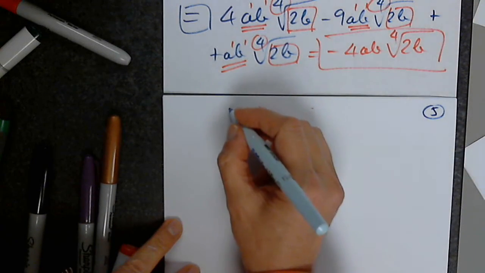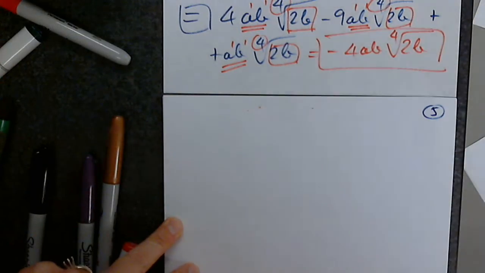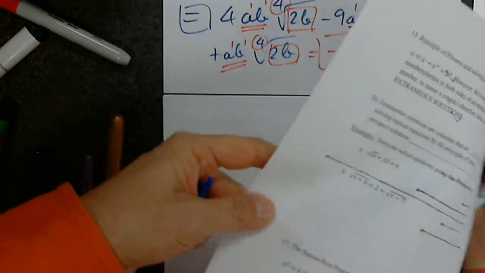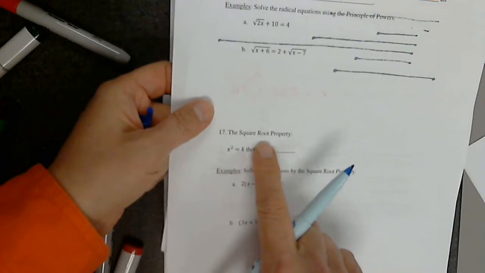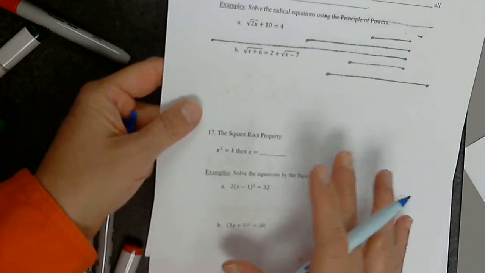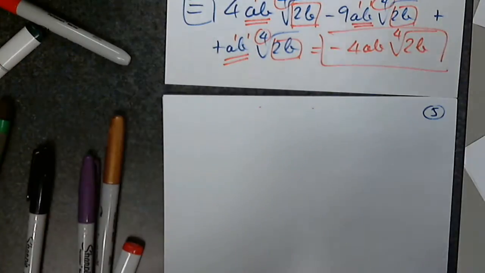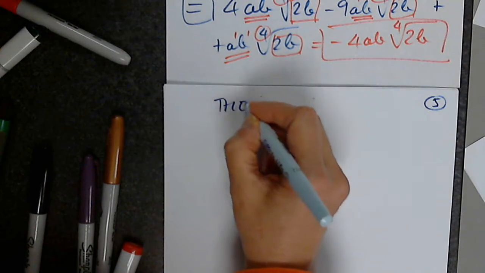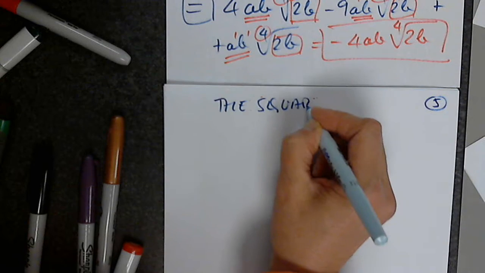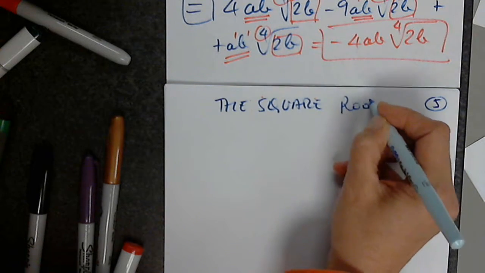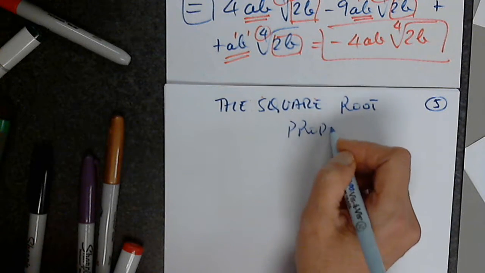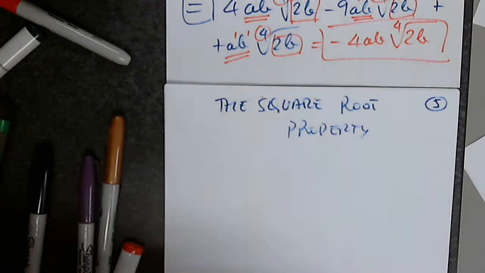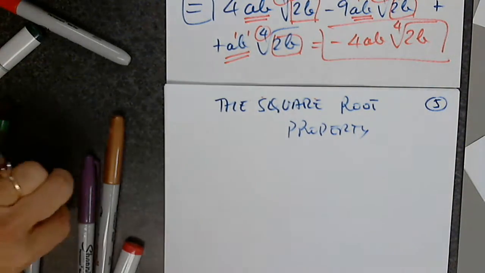I would like to talk now about, it's on the next page, but I need it now. So it's this principle, the square root property. You don't have to look at it just yet, unless you want to, because I'm going to write it here anyway. The square root property.